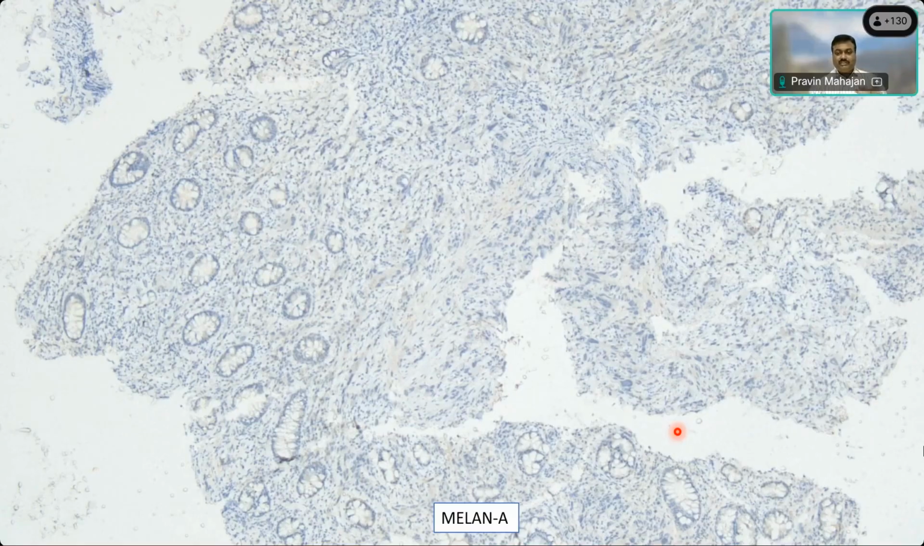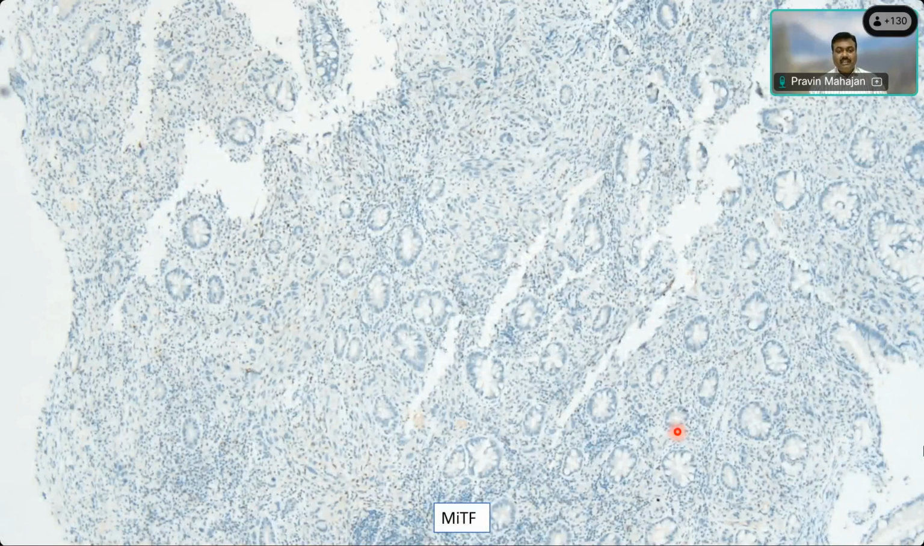Similarly, to say anything is melanocytic or melanoma, you do HMB45, but you also do other markers. Just because HMB45 is negative, you don't rule out the possibility of melanoma, because you can have other markers which are positive, like Melan-A. So Melan-A is negative here. Now two markers are negative, but I still put a third marker. This marker is MITF, the microphthalmia transcription factor, and it also comes positive in melanoma. So I have done three markers for melanoma. All three are negative. So now how to proceed?